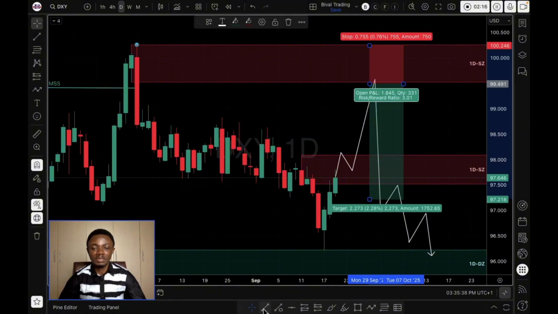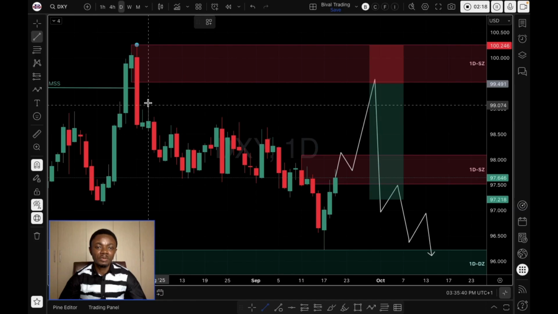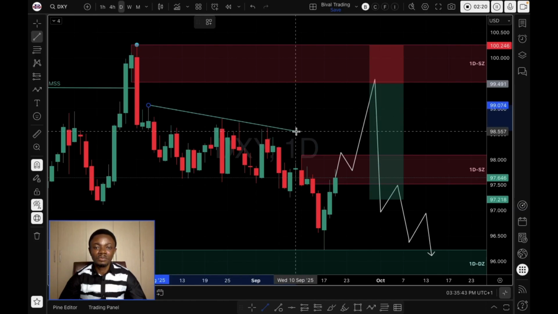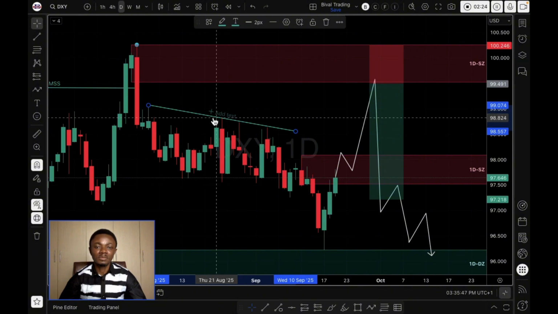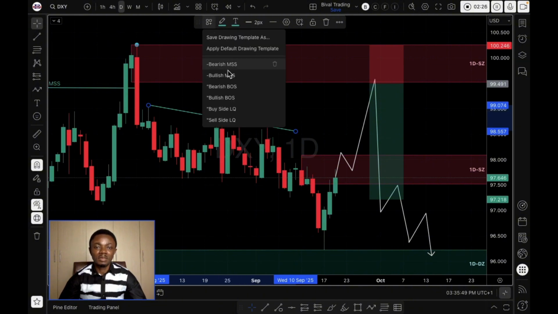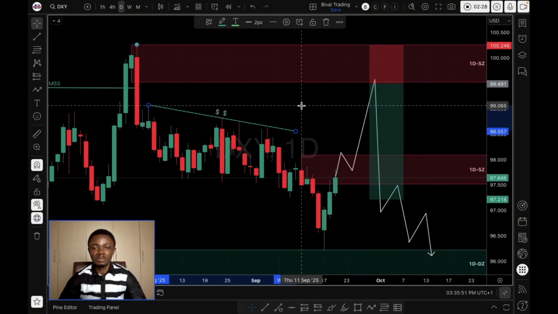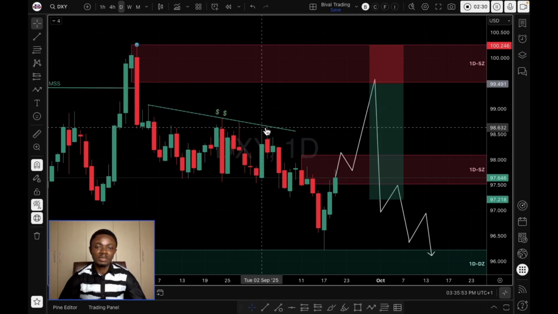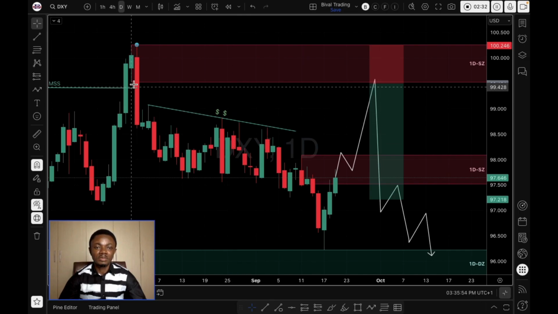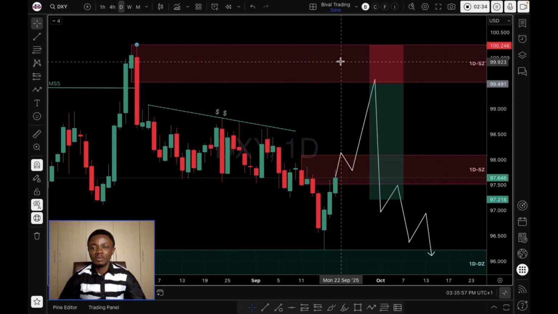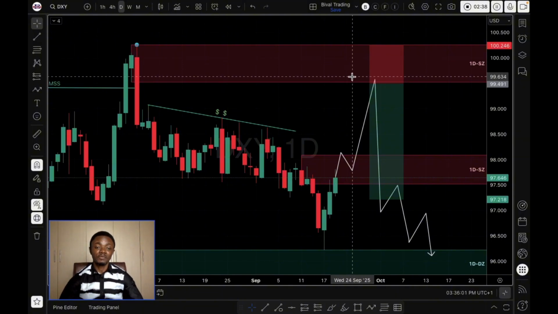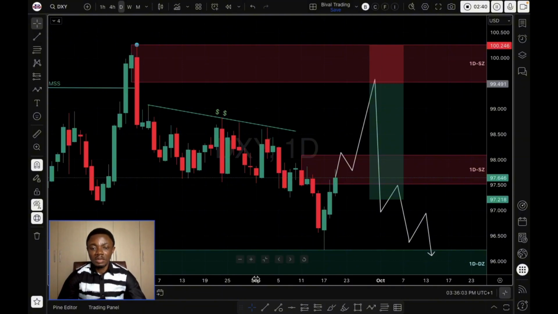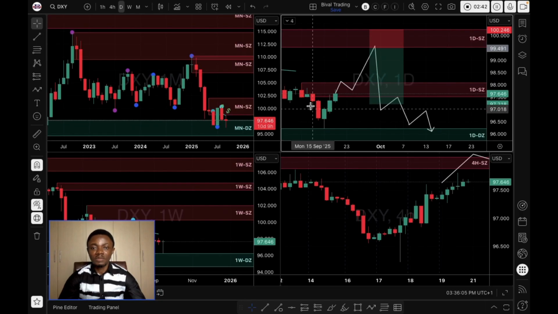If you look at the chart very well, you see a liquidity line above here, which is also capable of drawing price to the upside. That is buy side liquidity. So with this liquidity here, this imbalance here, and our supply zone here, that makes this zone a very nice zone to short from. Now let's check the 4 hours time frame and see what we have there.